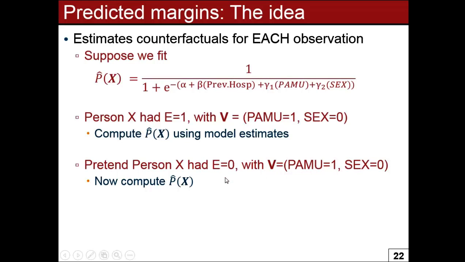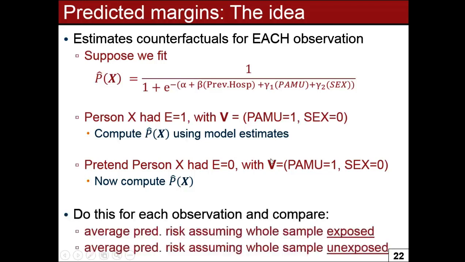Okay, that's the basic idea. We're going to do it for every observation, and now we're going to take the ratio of what you get under exposed and unexposed. So we're using everybody as their own control, and we're going to predict the probabilities. Okay? So again, we're going to do this for every observation. We're going to compare the average predicted risk, assuming everyone's exposed versus assuming everyone's unexposed.